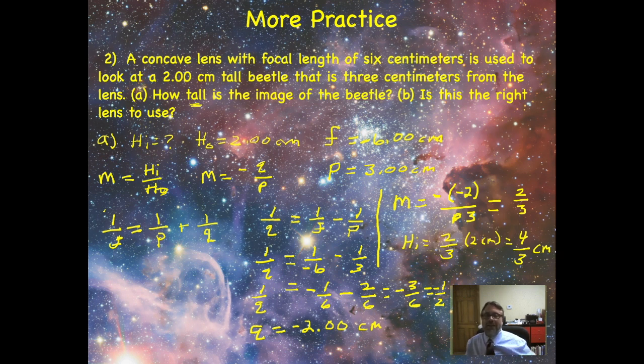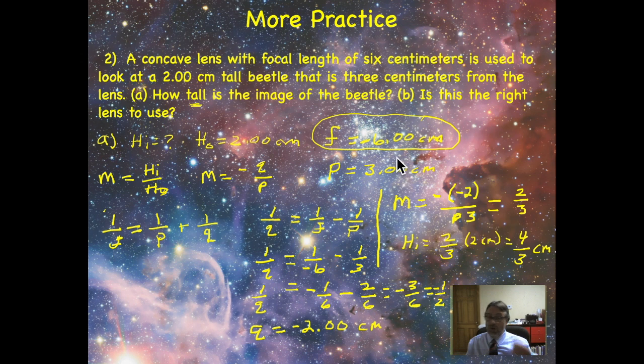So, but again, equations are simple. It's just magnification equals HI over HO, and 1 over F equals 1 over P plus 1 over Q. The tricky bit was remembering that the focal point had to be a negative number because it's a concave lens.